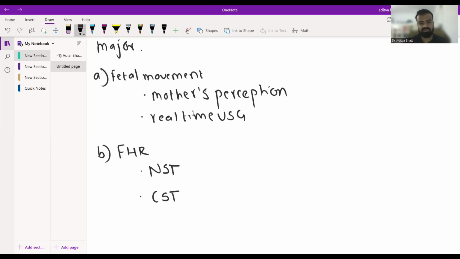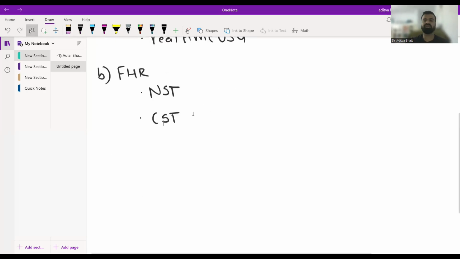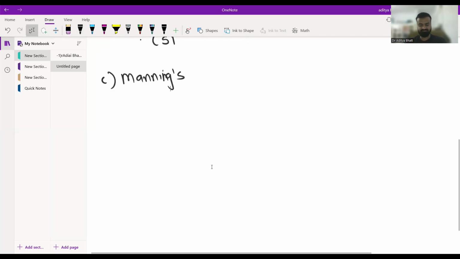As the name suggests, in non-stress test you are not giving any extra stress from outside. In the contraction stress test you use things like oxytocin or nipple stimulation, where you are stimulating the fetus by release of oxytocin, which might lead to contractions, and the response of fetal heart rate to the contractions that are occurring is the important thing in FHR. Next is the fetal biophysical profile, also known as Manning score. Manning score is a comprehensive score which has 5 constituents that we will be seeing in detail in today's lecture.